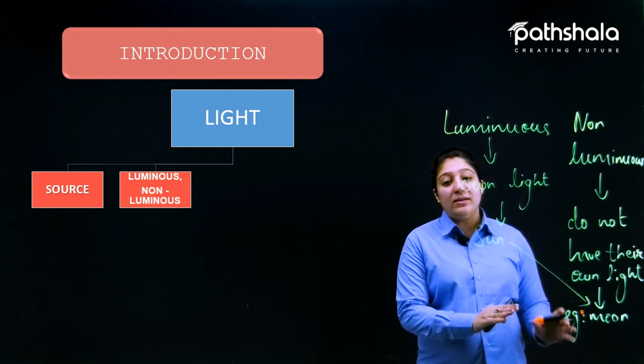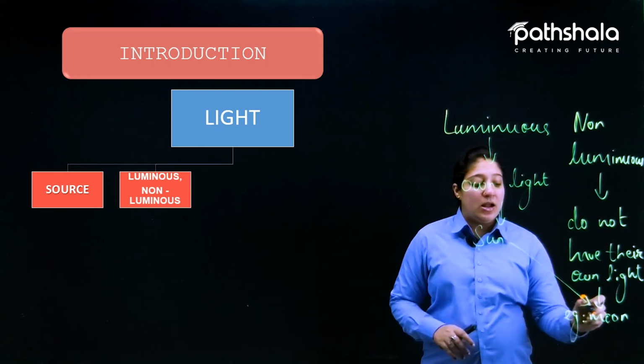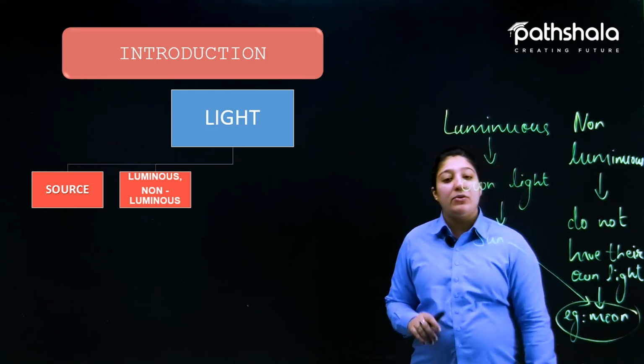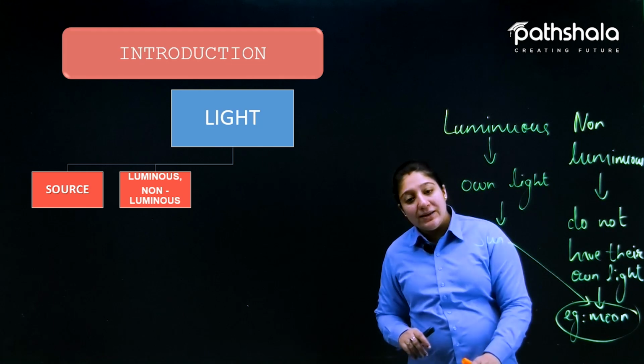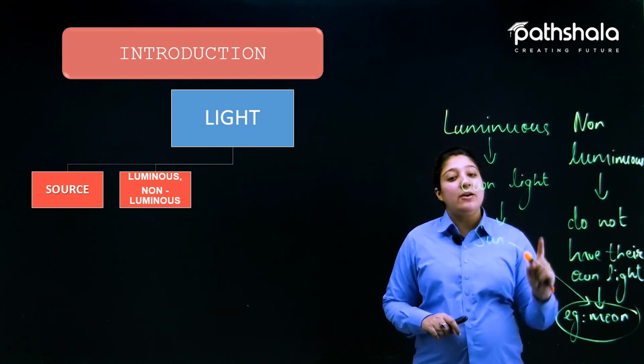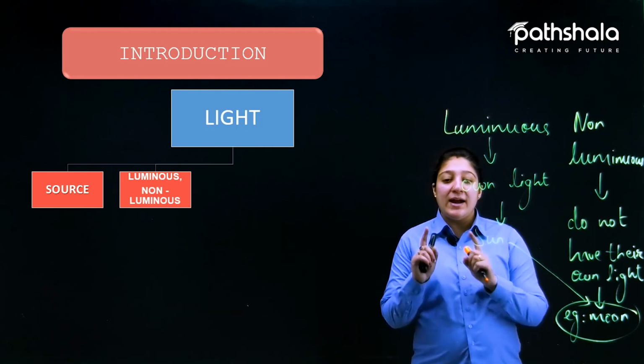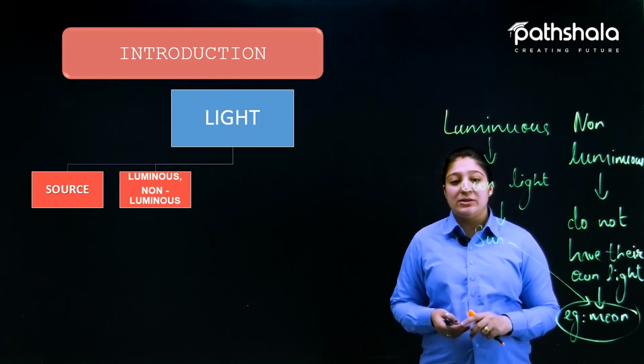Now the objects that don't have their own light get the light from other things. Those objects are non-luminous, right? So that is luminous and non-luminous.